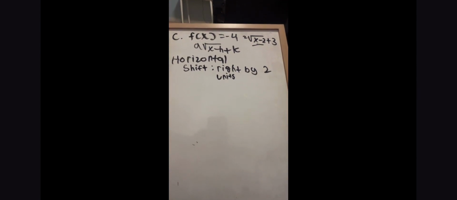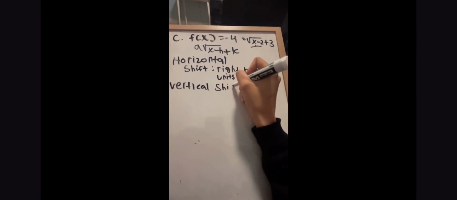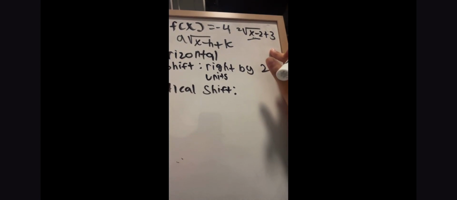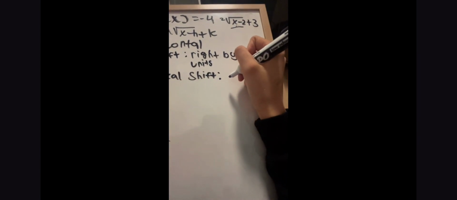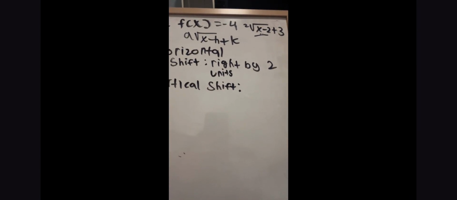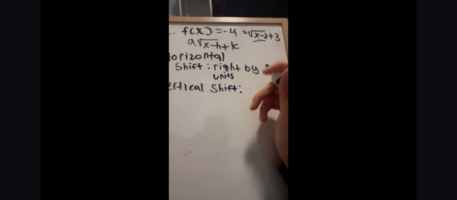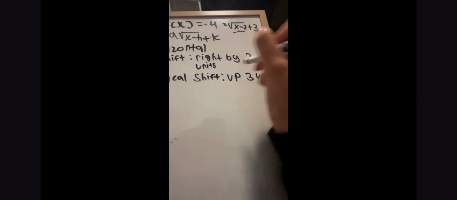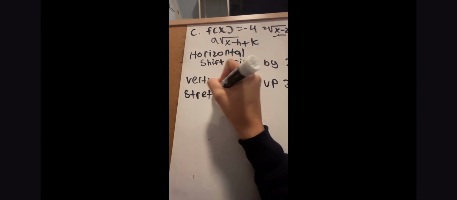And let's see, vertical shift. The vertical shift is going to be outside the square root, which is +3. And since it's a plus, we can identify that this indicates it's going to shift up by 3 units. And go to stretches.